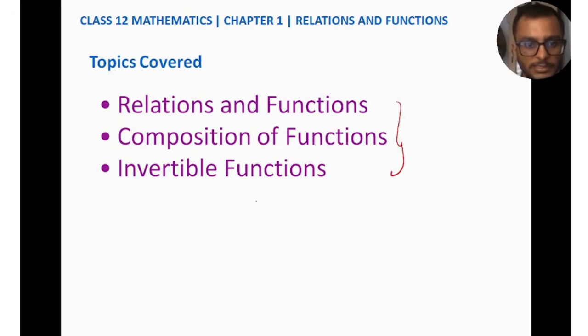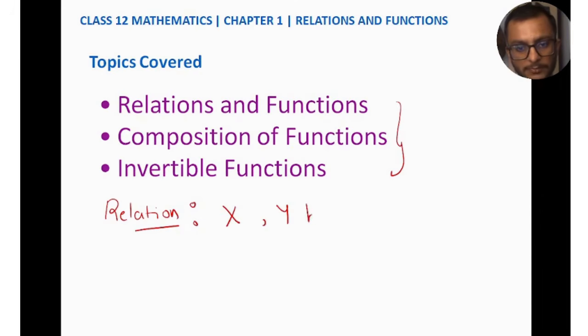So let's first recall the definition of relation. What is relation? In relation there are two sets involved. First of all, we need two sets, X and Y. X and Y be two sets. Then relation R is a subset of the Cartesian product X cross Y.